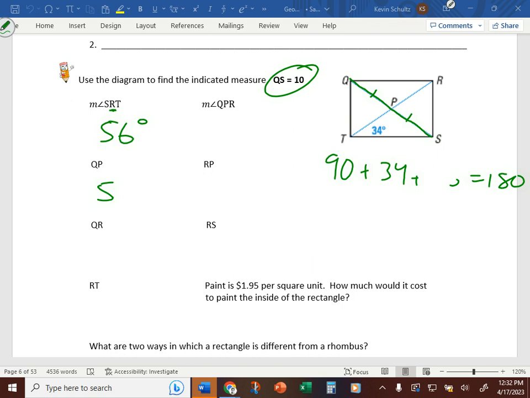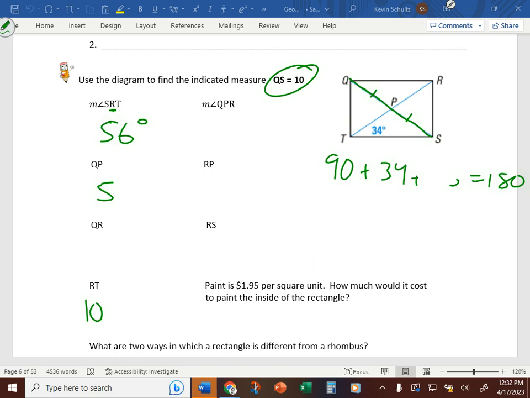Yeah, Ellen. So is QS and RT the same? QS and RT are the same because one of the other characteristics of a rectangle is that the diagonals are congruent. So if QS is 10, then RT would be 10 as well. This is 5.